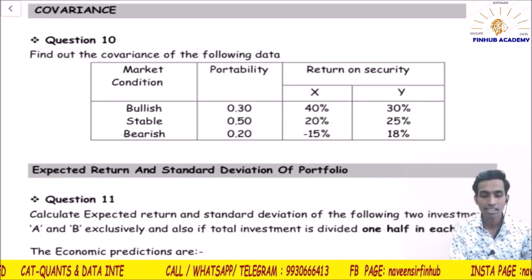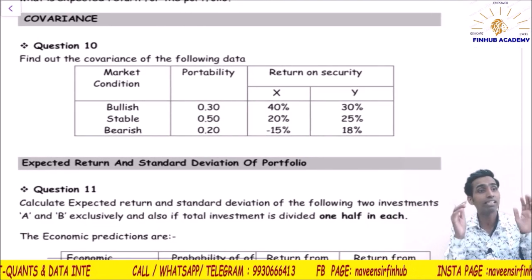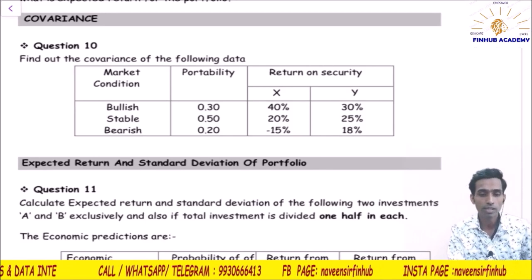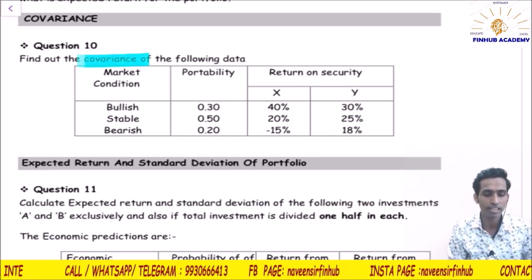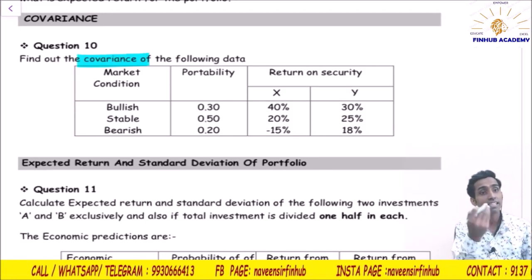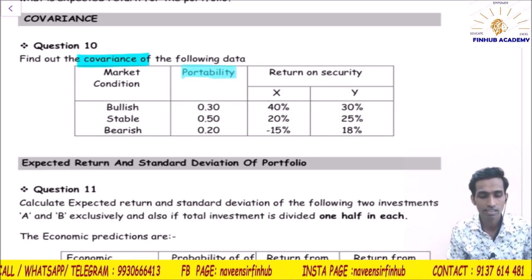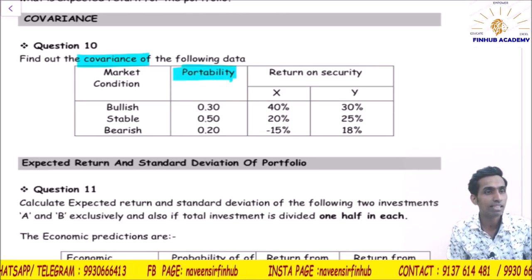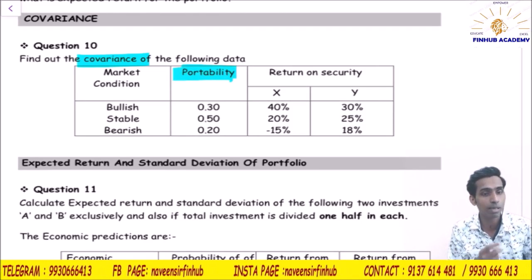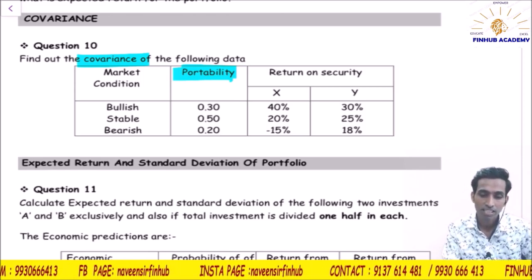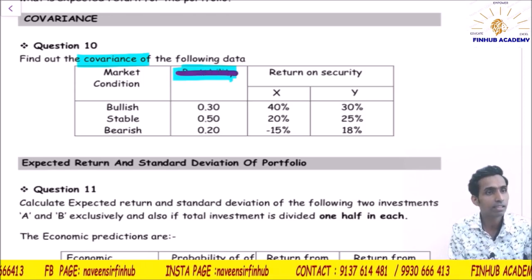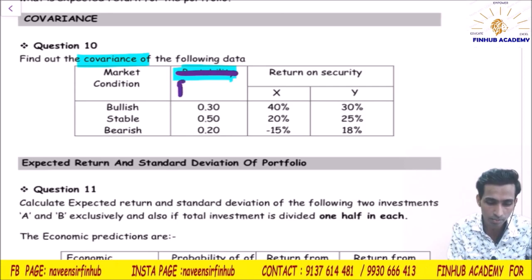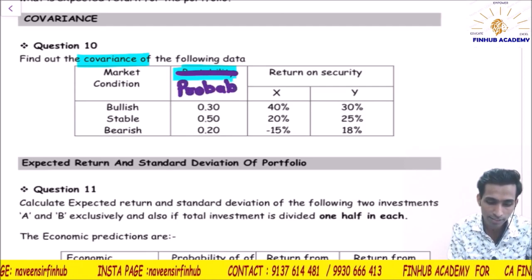Now, first thing, if someone is not understanding how to make the tables, you should see what question is asked. They are asking for covariance. You should see the data type. It is probability. It is written portability, but it is probability. All these mistakes are purposely done so that you don't sleep in the class.